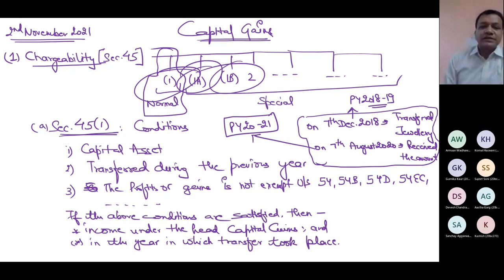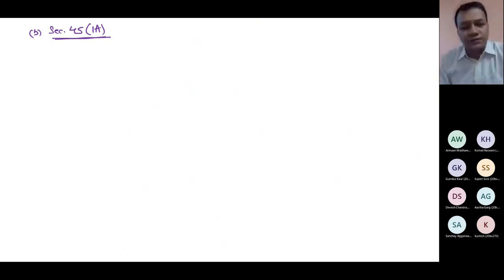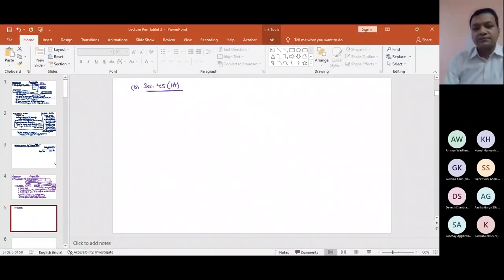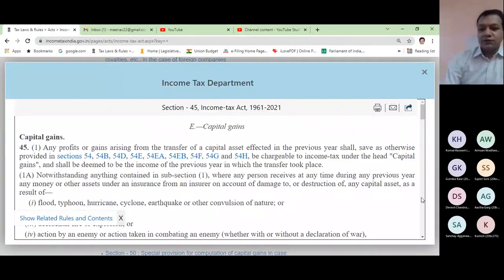Then let me discuss with you special sections. 45(1)(a). This is special. All other subsections are special. 45 subsection 1 is normal. All remaining are special, but we have to cover only two special subsections, 45(1)(a) and 45(1)(b). Let me discuss. This is 45(1)(a).